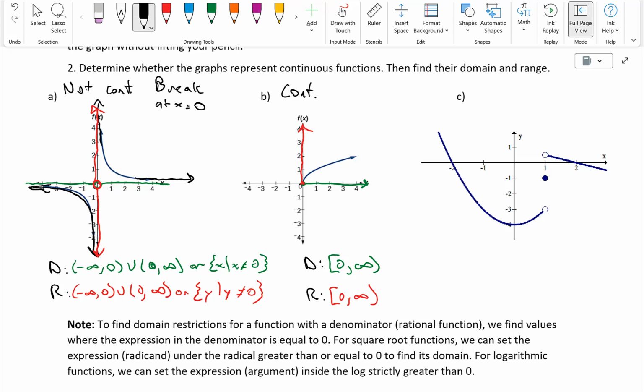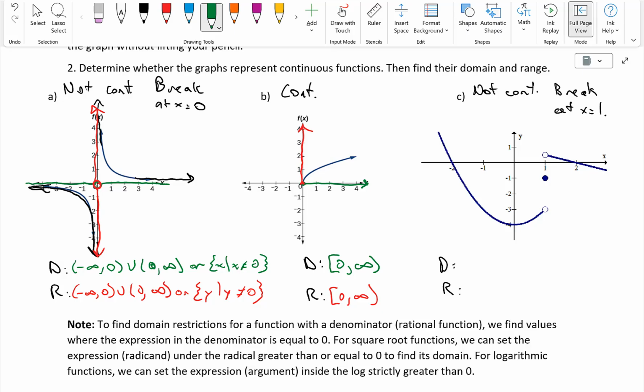For C, we've got a graph that's in a few pieces. Hopefully we can see that. So not continuous, or we can say discontinuous, but continuous or not, we'll say not continuous here, and we can see that break in the graph at x equals 1.